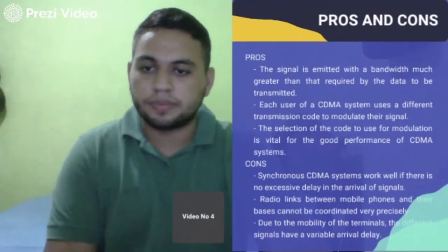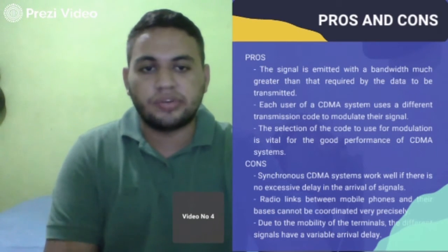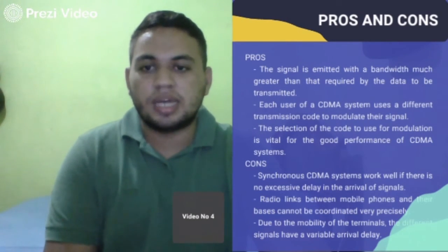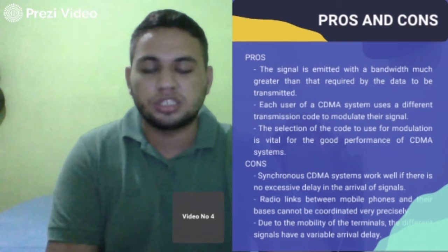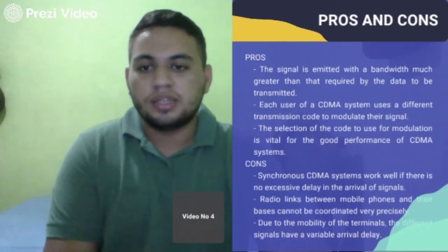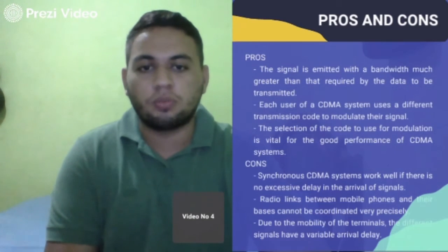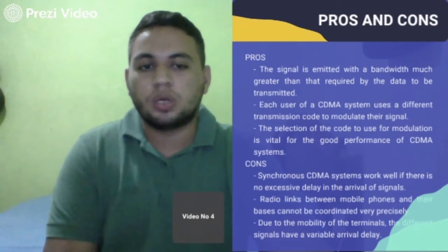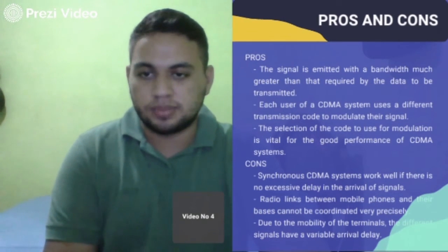Pros and cons. Pros. The signal is emitted with a bandwidth much greater than required by the data to be transmitted. Each user of a CDMA system uses a different transmission code to modulate their signal. The selection of the code to use for modulation is vital for the good performance of CDMA systems.